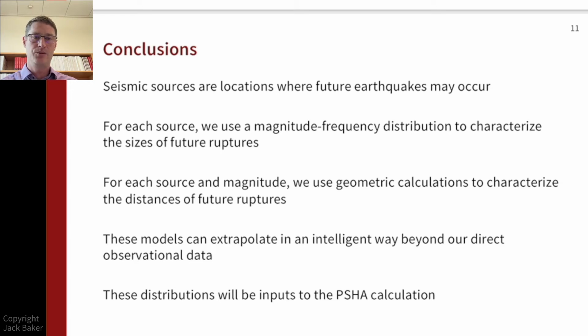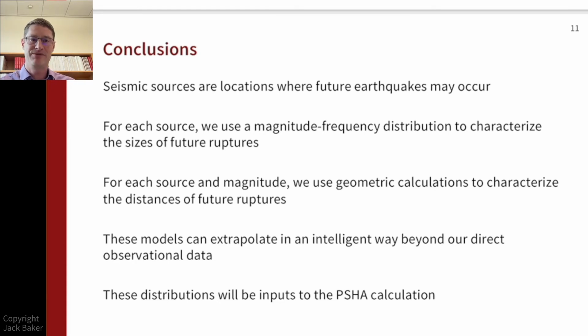And then once we've got a source and we've specified its magnitude, we can assign that rupture within the source and then use geometry to characterize the distance from the rupture to the site. And if we randomly assign that rupture within the source, we'll have a probability distribution on the distances. Okay? And then stepping back from all that characterization, we think back to our original goal. What we want with these models is to extrapolate beyond our direct observational data.